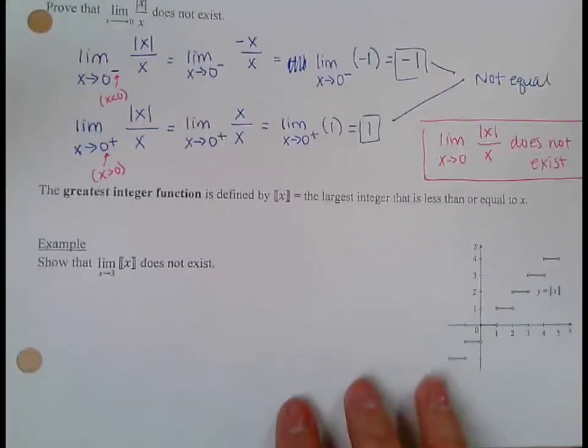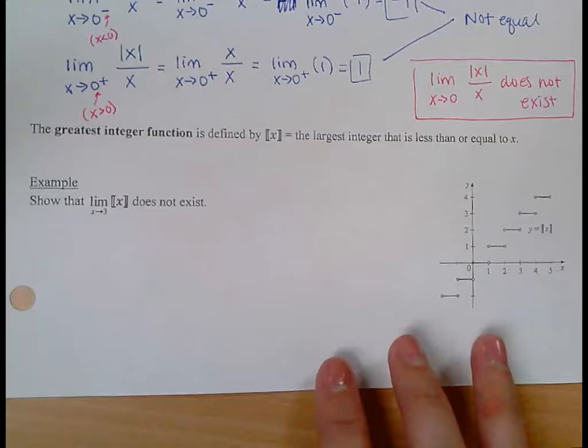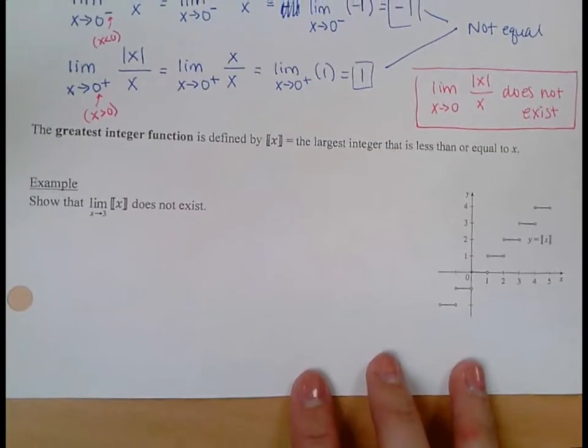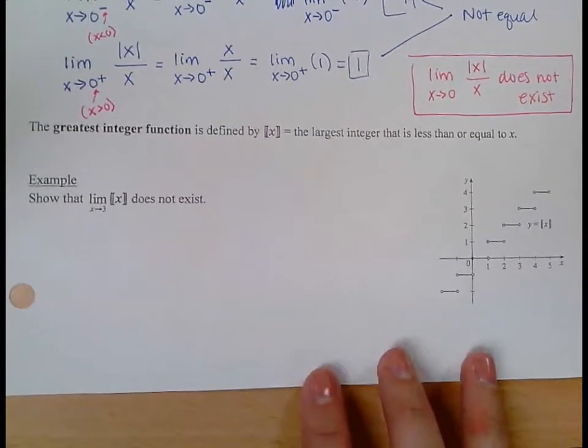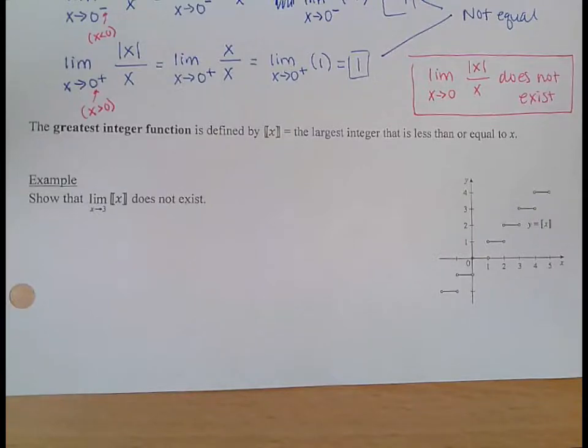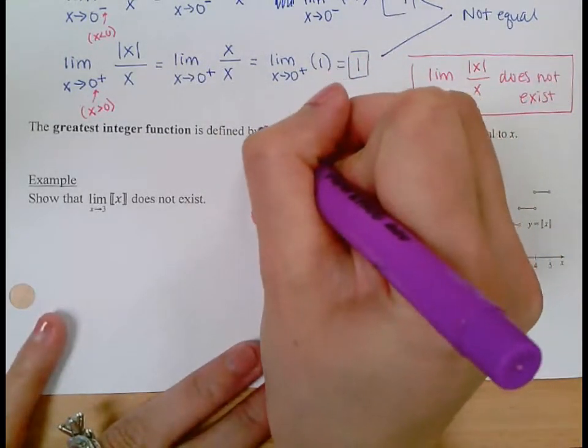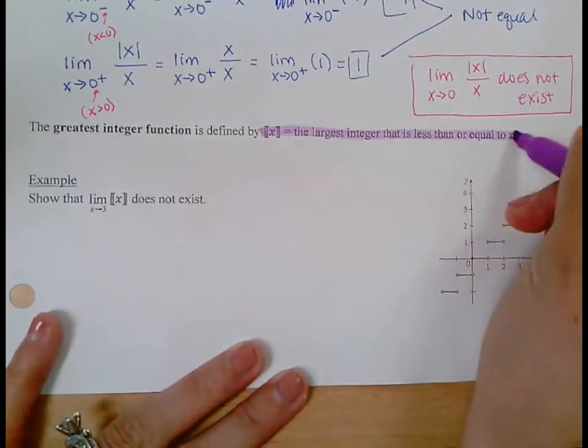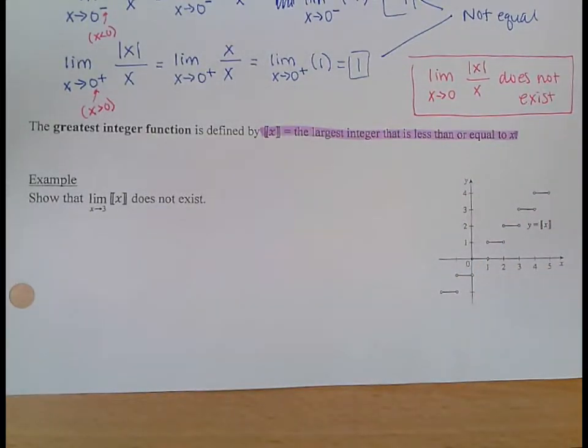I apologize. And then the next example is focusing around the greatest integer function. So just as a review, the greatest integer function is defined using this notation here, those double brackets. And those double brackets mean that you are finding the largest integer that is less than or equal to whatever value is inside.